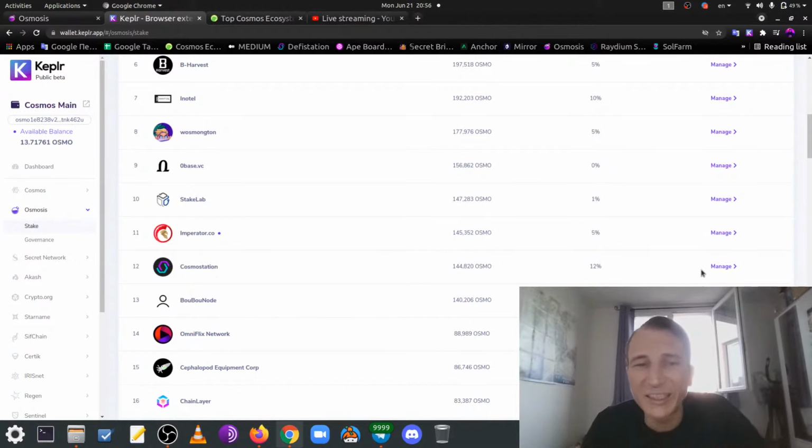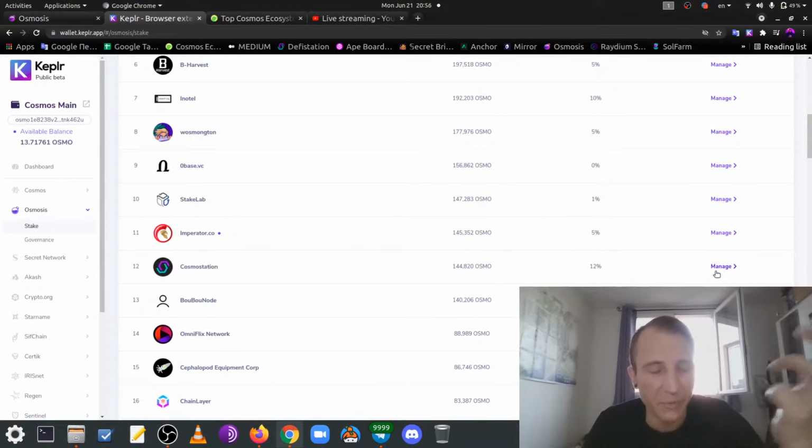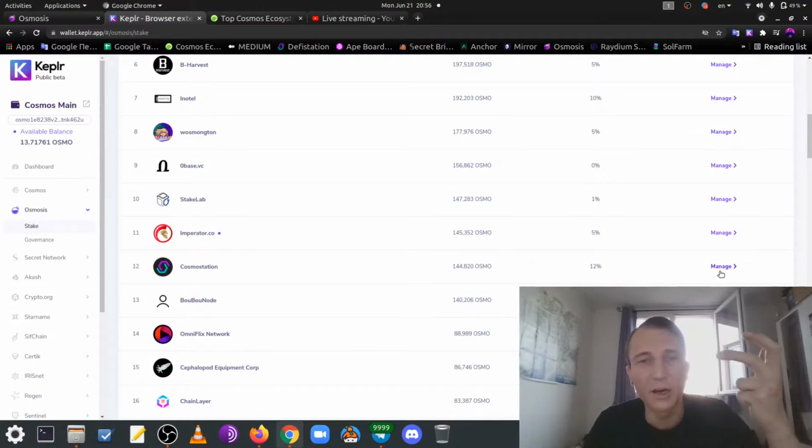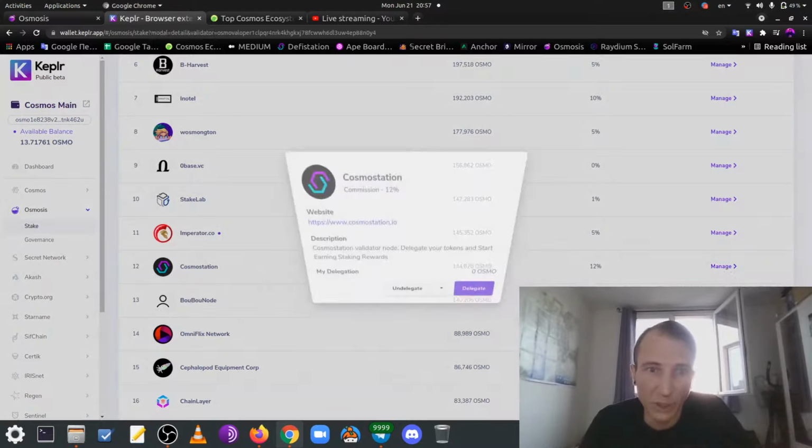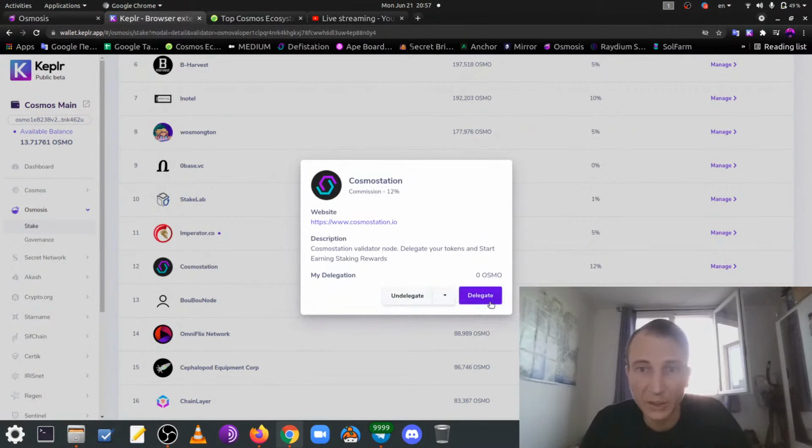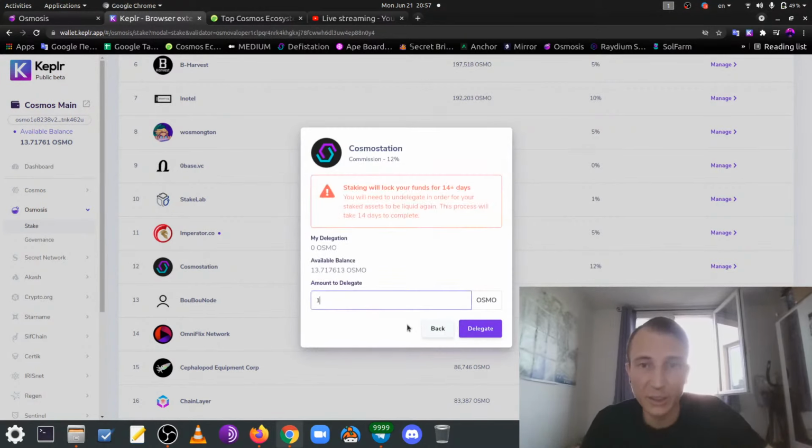Cosmos Station is a great and amazing validator. Why? Because they created Mintscan, they created the Cosmostation wallet, they created Cosmos.js, and all of it is open source, free for the people, without advertising. They created it for everybody and don't ask for anything. We need to support these people. Delegate one Osmo.